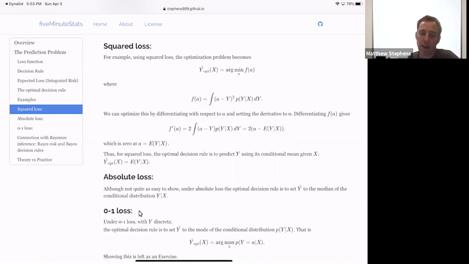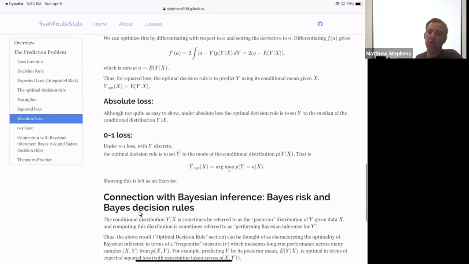And then, in the discrete case where you have 0-1 loss, it's the posterior mode that's optimal. So that's kind of nice, that you can think about choosing the mean, the median, or the mode depending on your loss function. And this is a useful exercise. It should be fairly straightforward.